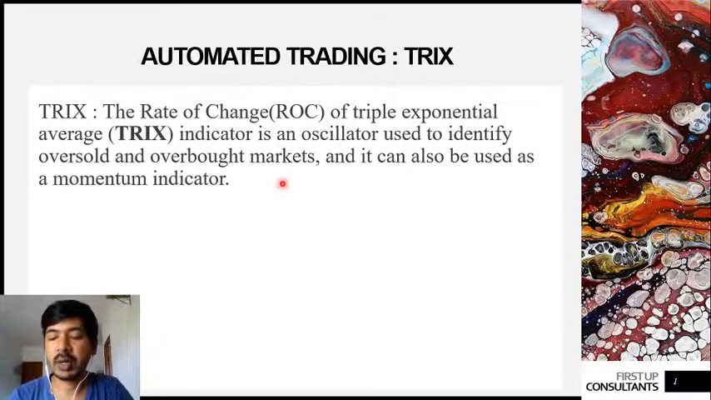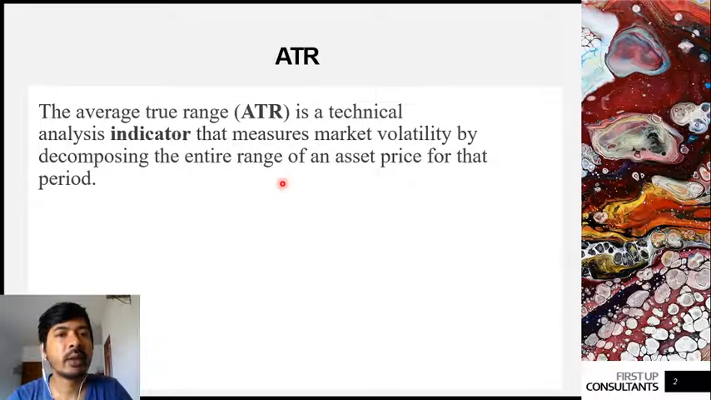It is fairly simple. It simply tries to measure the rate of change of the triple exponential moving average, and we are using it as an oscillator and momentum indicator. Then the ATR, for optimizing purposes, we will be utilizing for placing the stop loss and target levels.